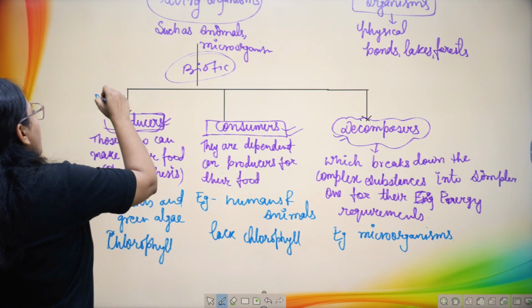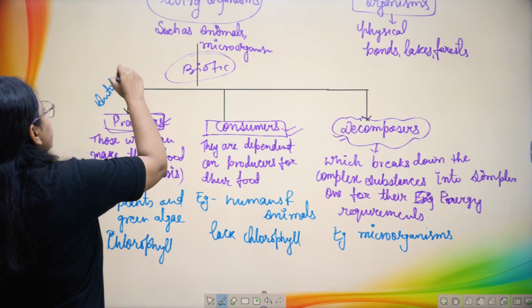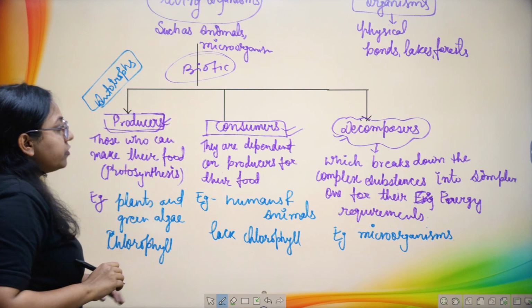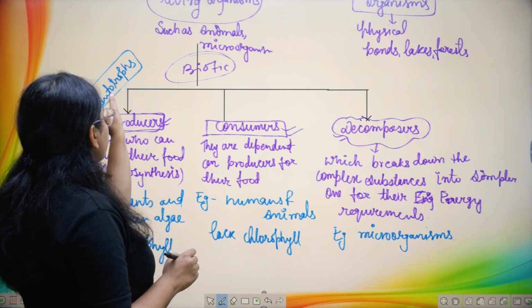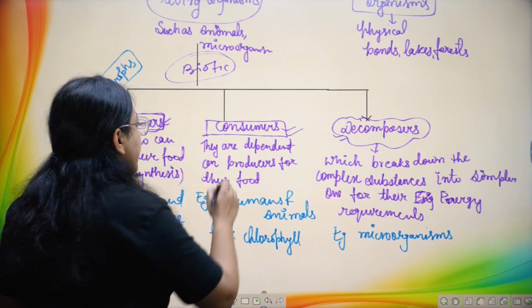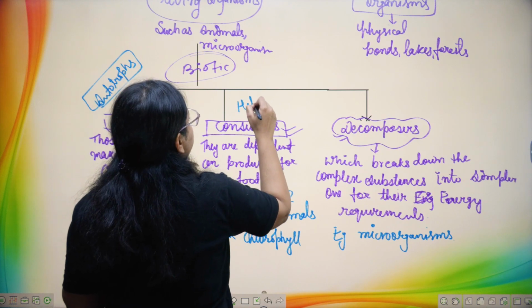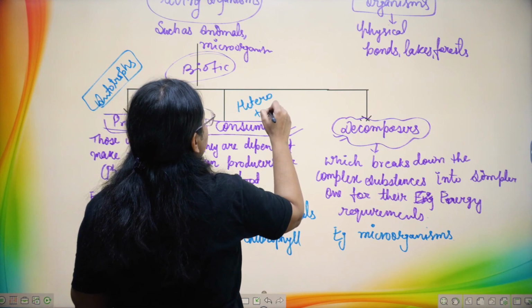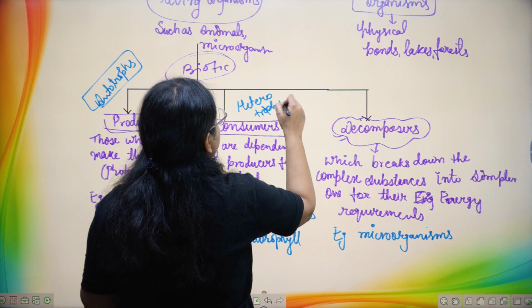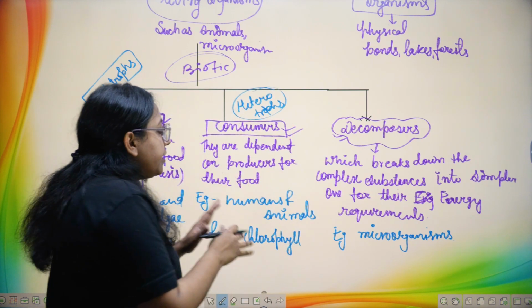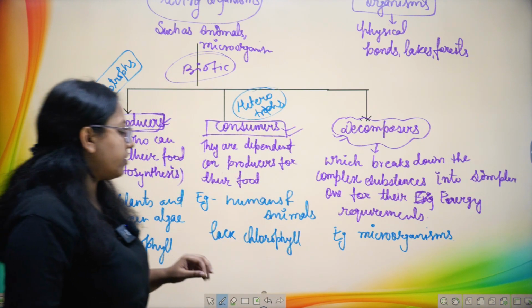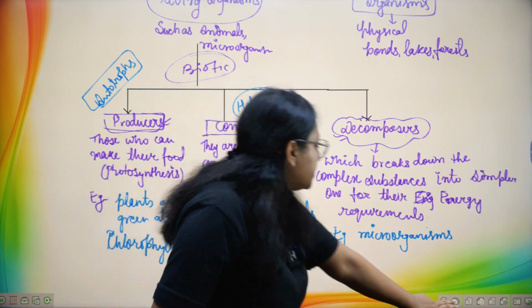Producers are also called autotrophs. Their mode of nutrition is the autotrophic mode of nutrition, because they make their own food by themselves. And consumers are called heterotrophs, because they are dependent upon the autotrophs for their food. Okay, so I hope this is clear for you.